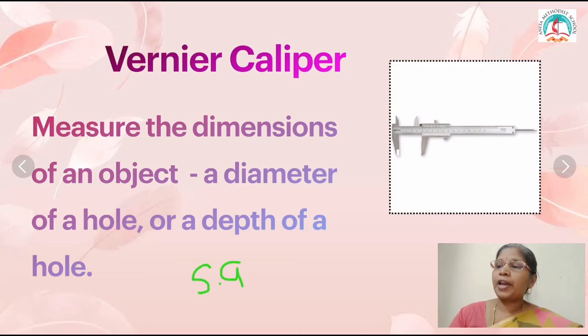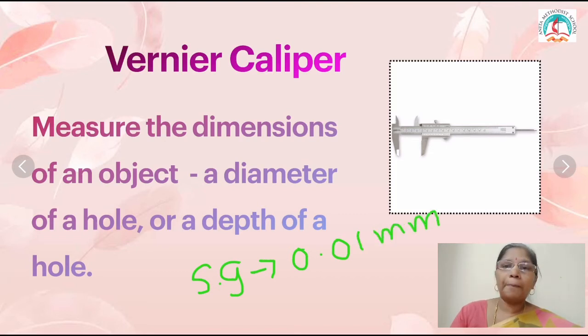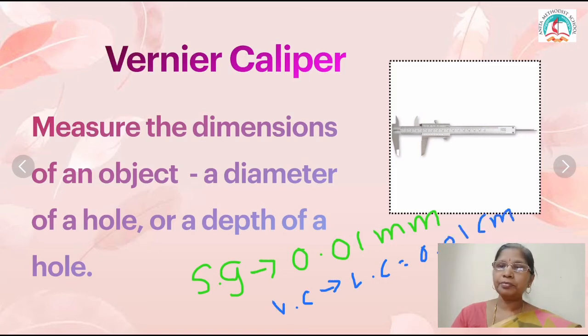For the screw gauge, the least count value is equal to 0.01 mm. Mm means millimeter. For the Vernier Caliper, the least count value is equal to 0.01 centimeter. So the screw gauge least count is 0.01 mm, and the Vernier Caliper least count is 0.01 cm.